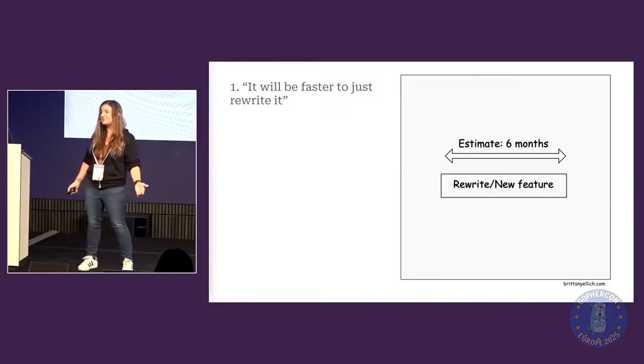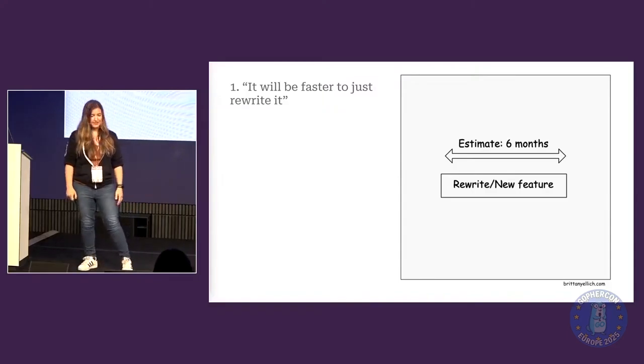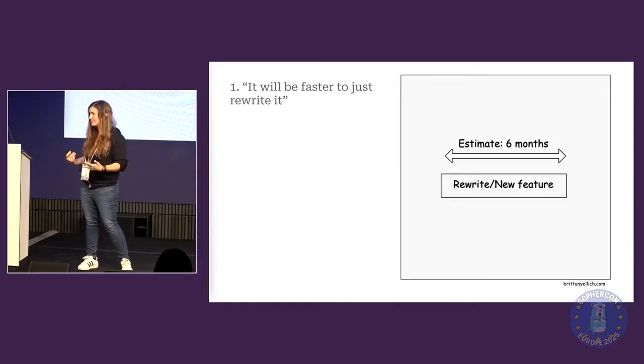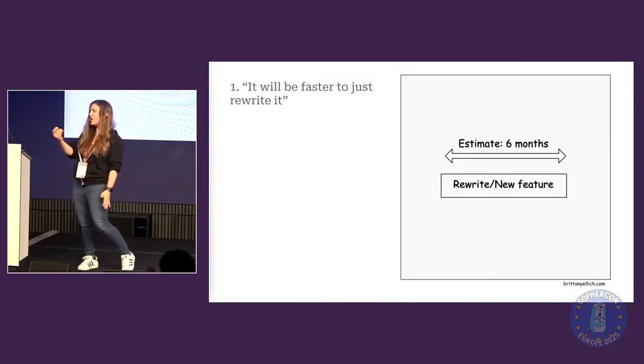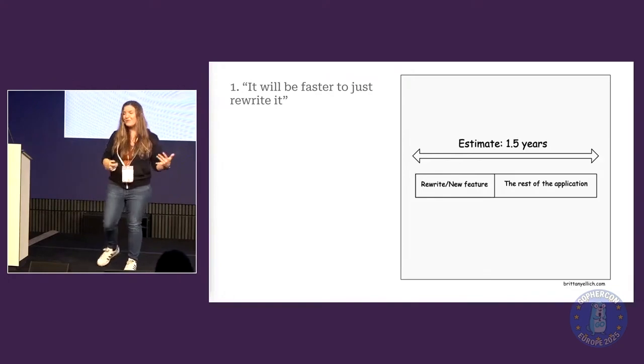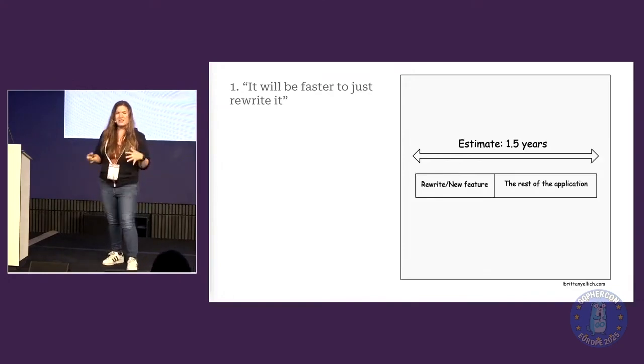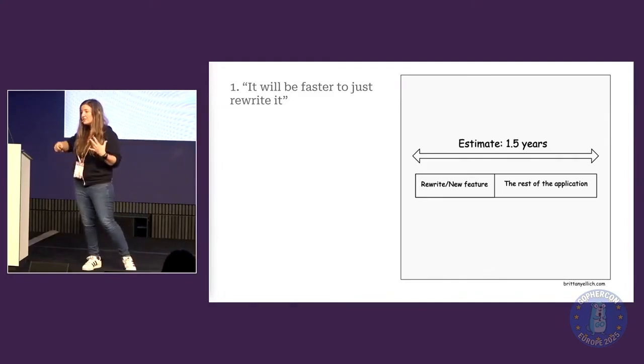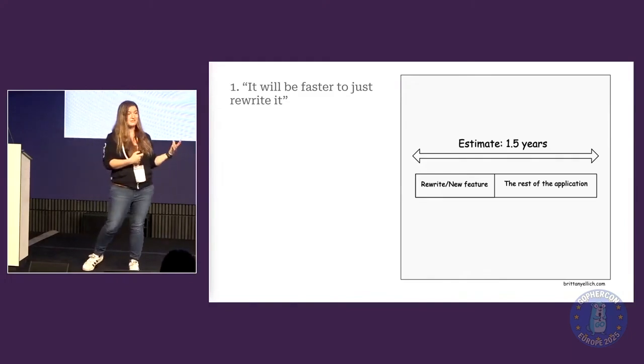It'll be faster to just rewrite it. What you're thinking about is probably the feature and maybe a little bit of the rewrite, but humans are really bad at estimating. Has anybody ever estimated a story point and gotten it wrong? Shocking. So there's a lot more to it than you can think of. So you're thinking about maybe 20% of the application, the part that's broken. You have to rewrite the other 80% that's working totally fine.